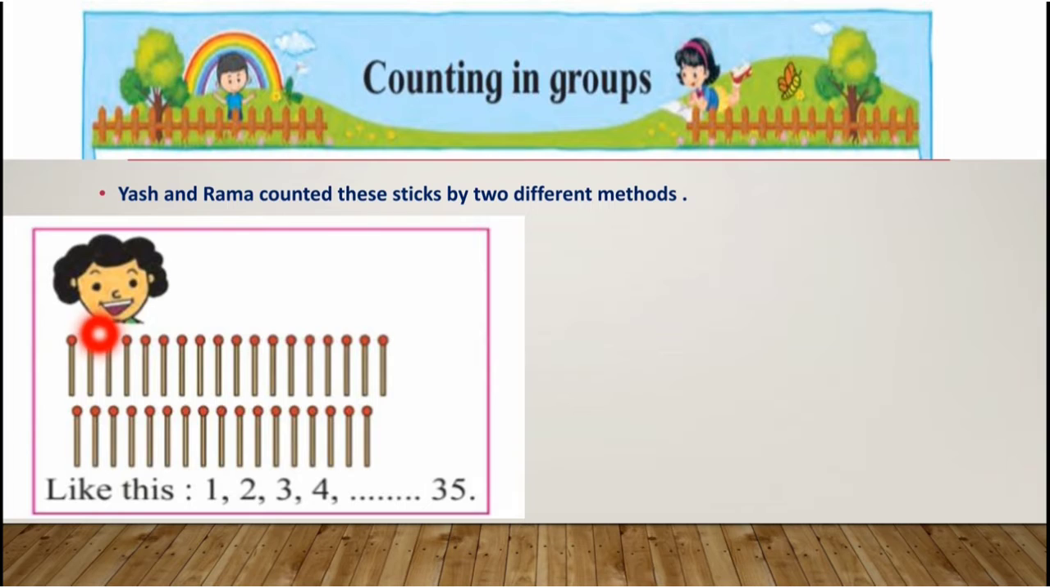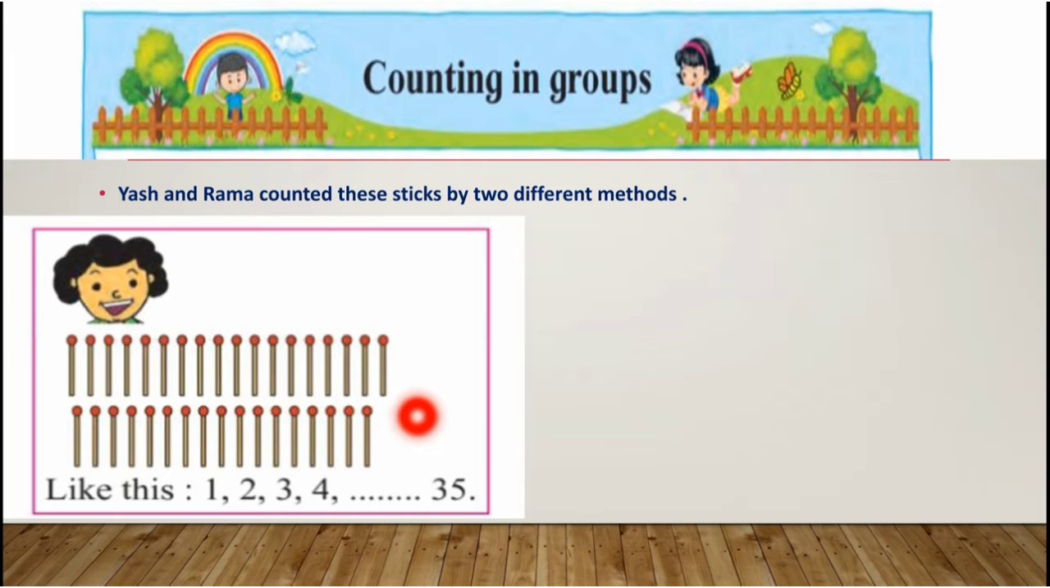1, 2, 3, 4, 5, 6, 7, 8, 9, 10, 11, 12, 13, 14, 15, 16, 17, 18. So here there are a total of 18 sticks. Again, in the next line, how many sticks are there? Let's start. 18, 19, 20, 21, 22, 23, 24, 25, 26, 27, 28, 29, 30, 31, 32, 33, 34, 35. So in total, how many sticks are here? You can see here a total of 35 sticks.